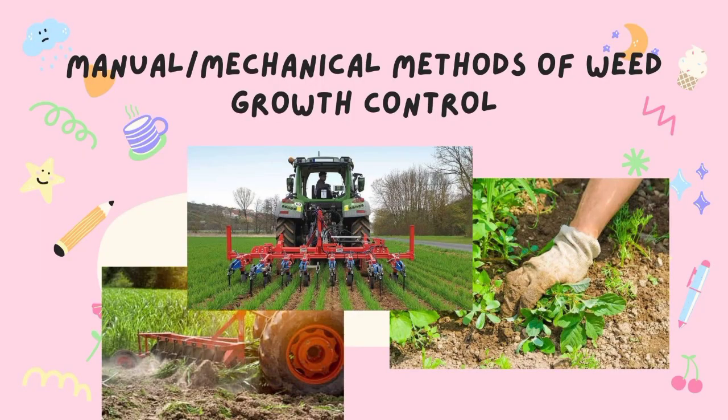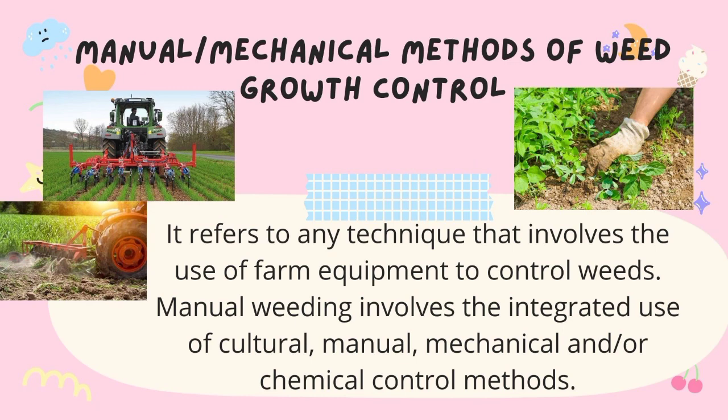Fifth is the manual or mechanical methods of weed control. It involves the use of farm equipment to control weeds, and manual weeding involves the integrated use of cultural, manual, mechanical, or chemical control methods.